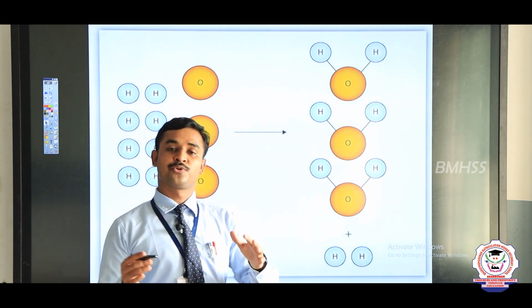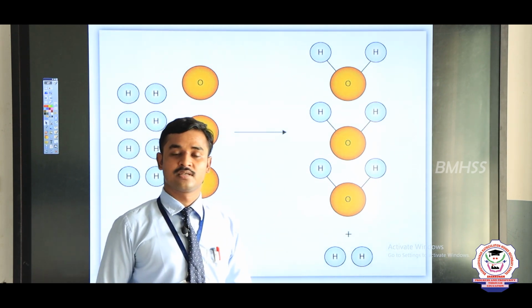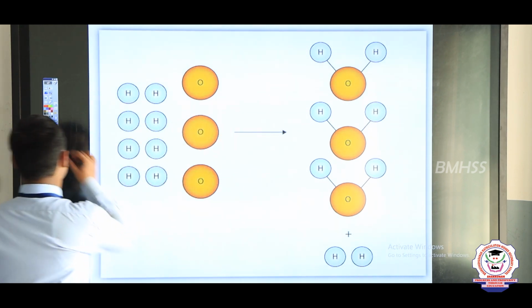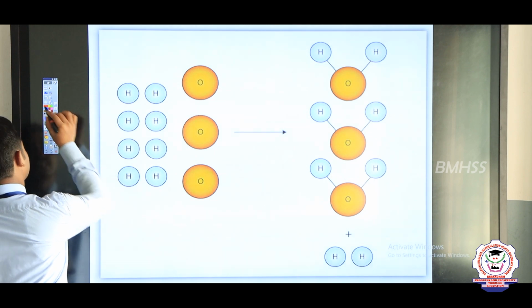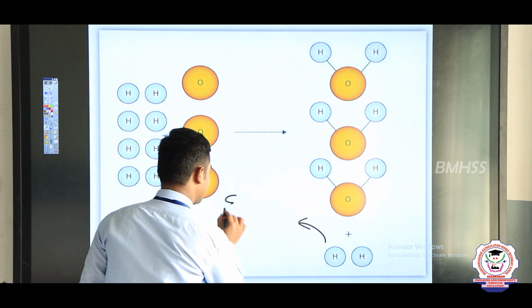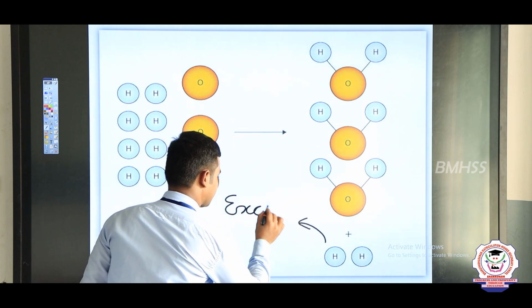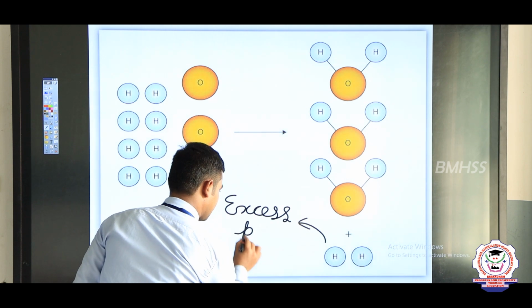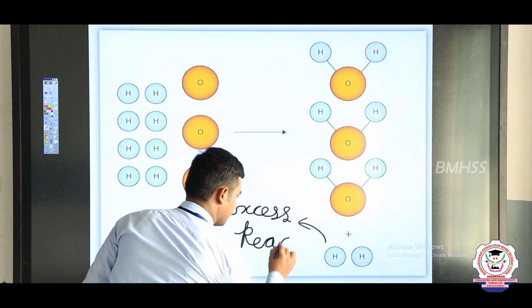So, students, our today topic is what is limiting reagent and excess reagent. In this reaction, we have an excess reagent, hydrogen. So, hydrogen is an excess reagent.